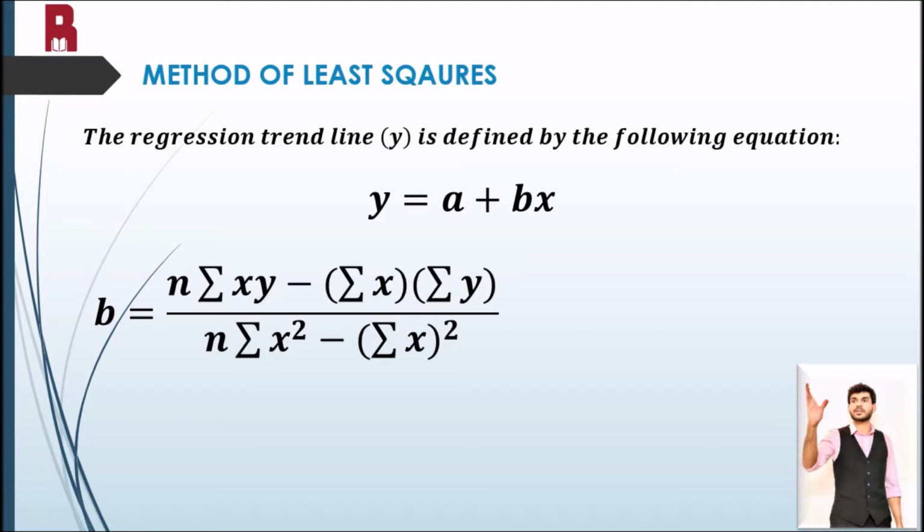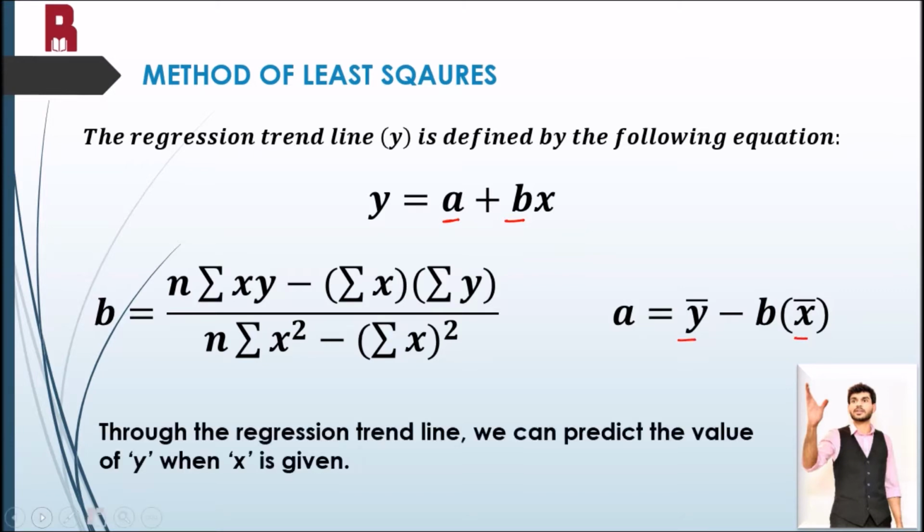Here b will be equal to n summation xy minus summation x into summation y divided by n summation x square minus summation x the whole square, and a will be equal to y bar minus b into x bar, where y bar and x bar are nothing but the mean. Now using this regression trend line, what we get is a prediction for the value y whenever the value of x is given. So let us see an example.